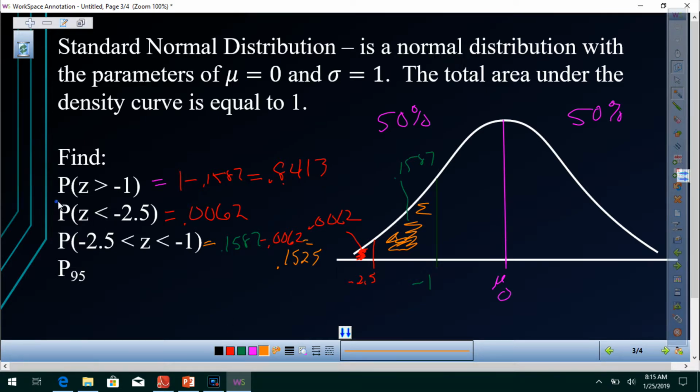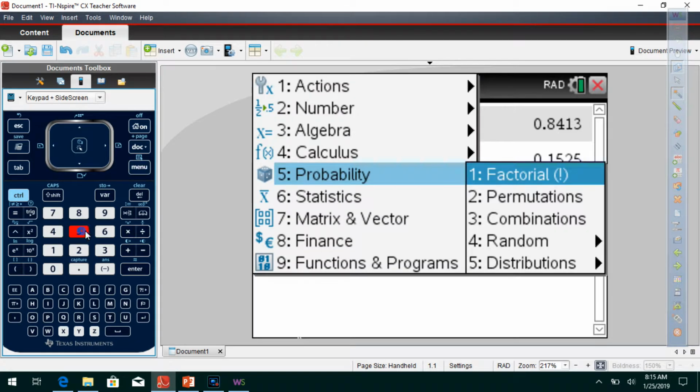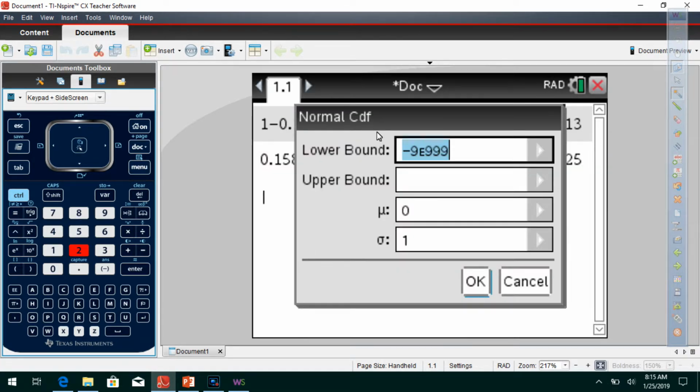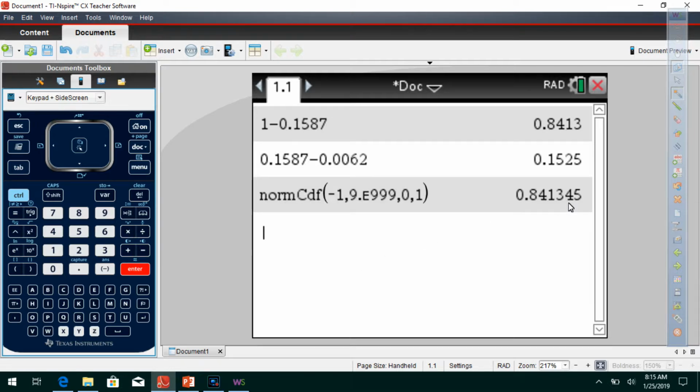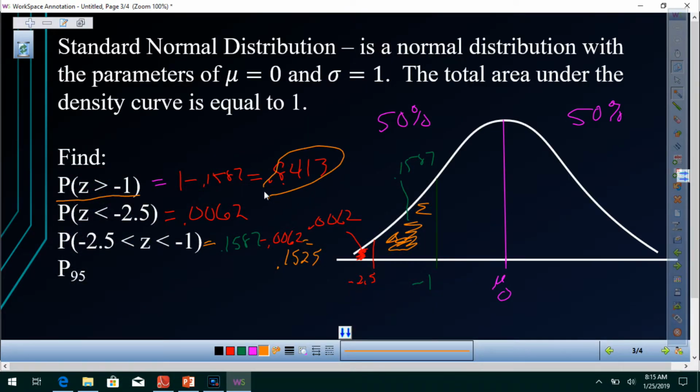So let's find this one here. It's greater than -1. So we go in here, menu 5 5 2. Our lower bound is -1. Our upper bound is positive infinity, so we'll put 999. Press enter, and we get 0.8413. Well, that's what we got last time, right?